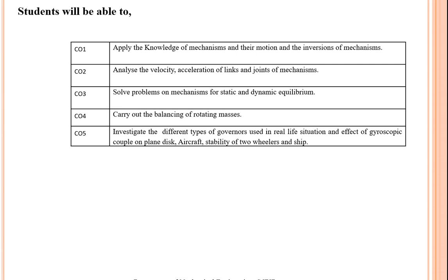The different COs, what you are going to learn in this Theory of Machines, is that you are going to apply the knowledge of mechanisms and their motions and the inversions of different mechanisms. That is in module 1.